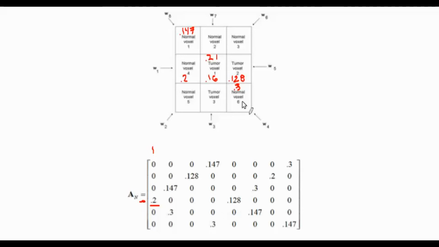And then beam 5, coming the other direction, is going to contribute 0.2 to that voxel, 0.16 to that voxel, and 0.128 to normal voxel 4, which is why we have 0.128 in the fifth column. And then beams 6, 7, and 8 contribute nothing to normal voxel 4, so we have 0, 0, 0 right there. Now let's move on to normal voxel 6, which is the sixth row.